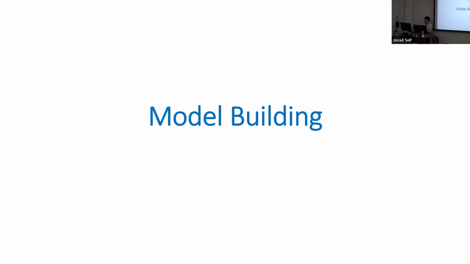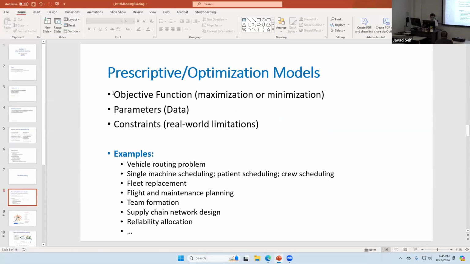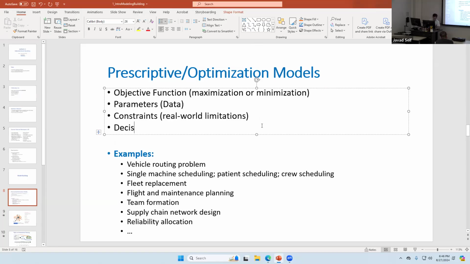Yeah, I'll talk about models later on. So prescriptive or optimization models, we're talking about these, and you know what that means now. The models that we build usually have 4 components. The first component is an objective function that's trying to maximize or minimize something. And then we have parameters or data, and then we have constraints or real world limitations, and then we also have decision variables.